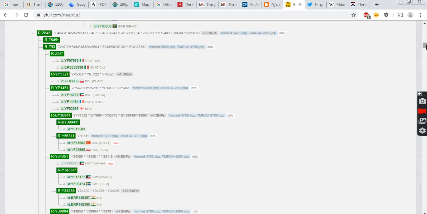But the thing with this R1A1 is that they have got a sample in the steppes around 5000 BCE or somewhere around that, where they found one skeleton with this RZ645, which is one of the subclades in the R1A1 tree. It's found at around a split of 5400 years before present.